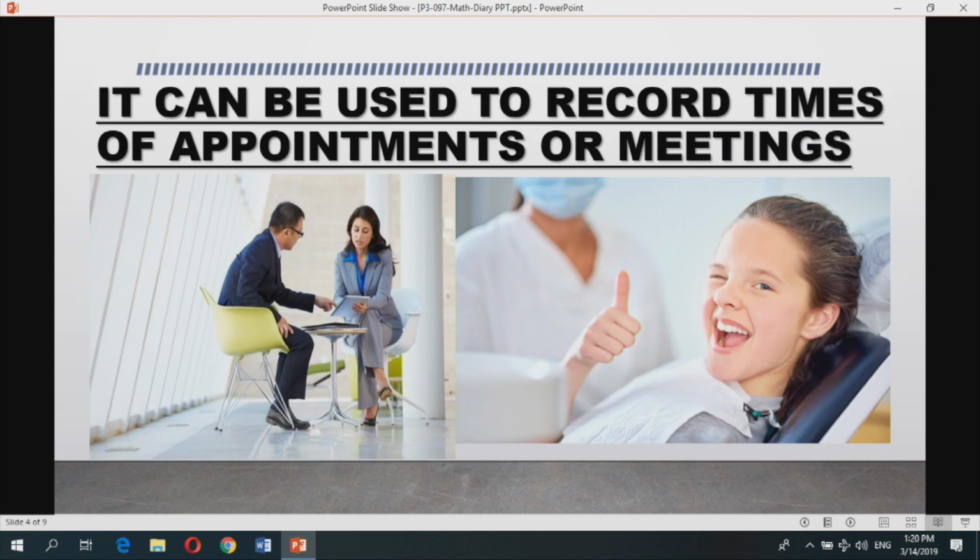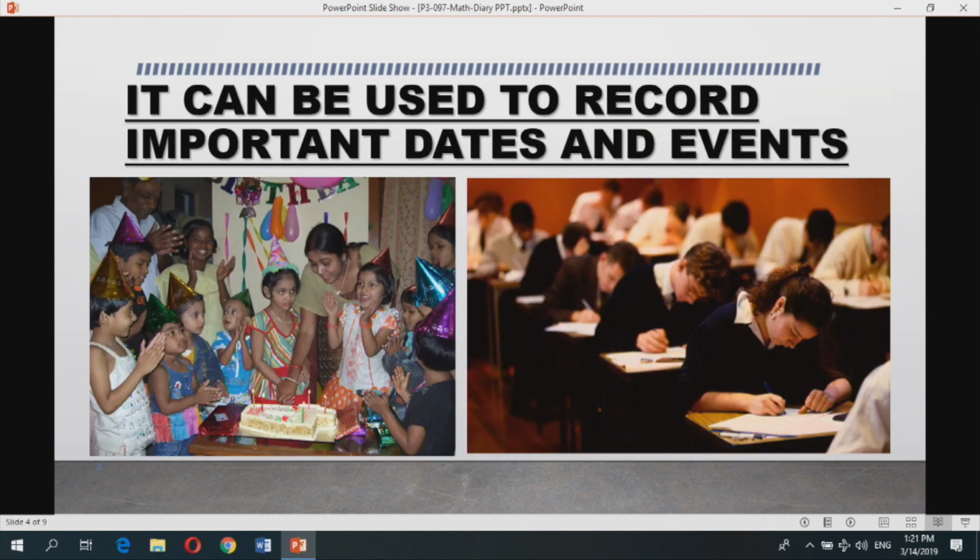It can be used to record times of appointments or meetings. Yes, if you have an important meeting with your friend, you don't want to miss it, so you might write in your diary, like Saturday, 2 o'clock, I will go to meet Lackow. I will have coffee with Nadia. You will write in your diary, so you don't want to miss.